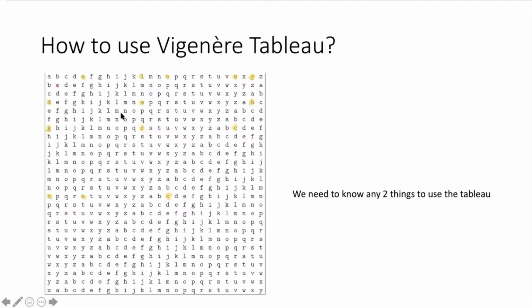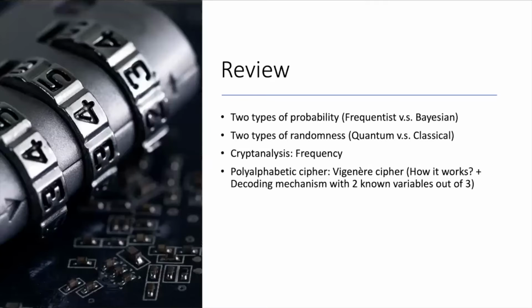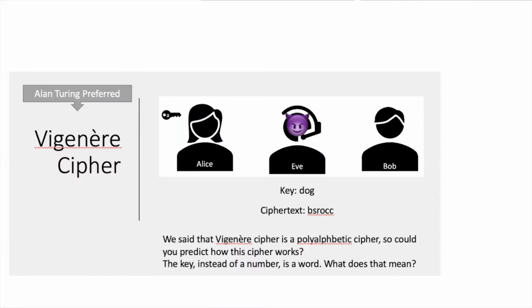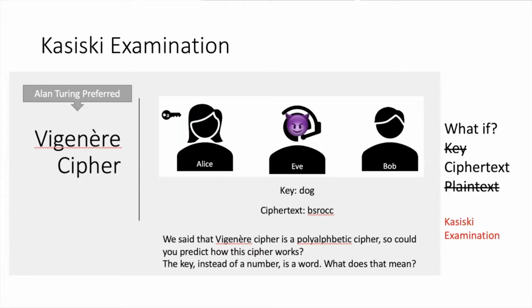So this is the tableau that we use. For this row here, we put the keyword, and for this row here, it will be the plain text, and we will put our ciphertext here, depending on the keyword. In the example that we gave last week, we know the key and the ciphertext. We know two variables out of three, and the other one would be the plain text. So what if we only have the ciphertext? We do not know the key and we do not know the plain text.